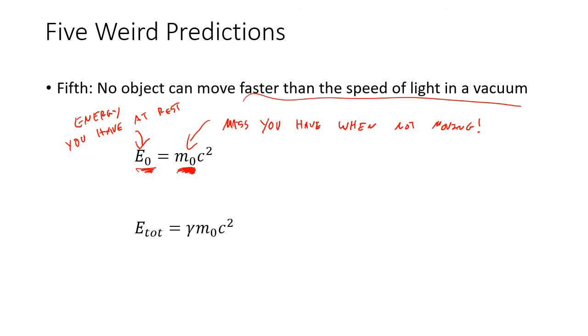But Einstein's real equation says total energy, that's rest energy plus kinetic energy, your total energy, equals that gamma factor times your rest mass times c². Let's just put it this way. The energy that you have to have this particular mass and move at a particular velocity depends on this gamma.